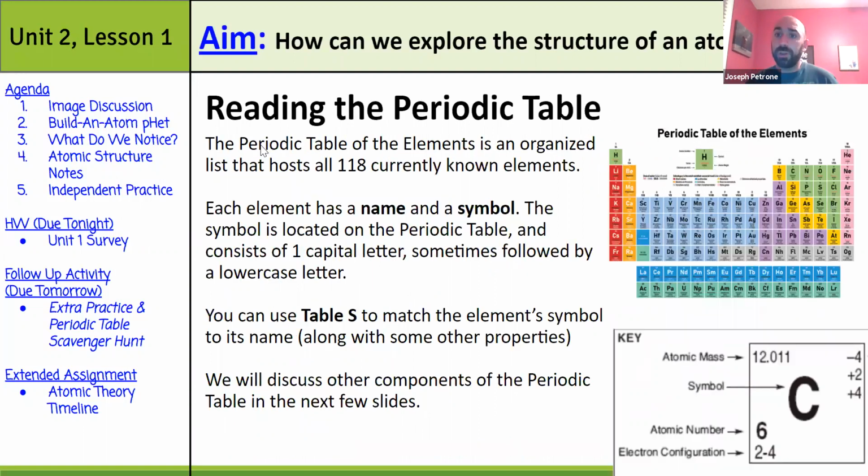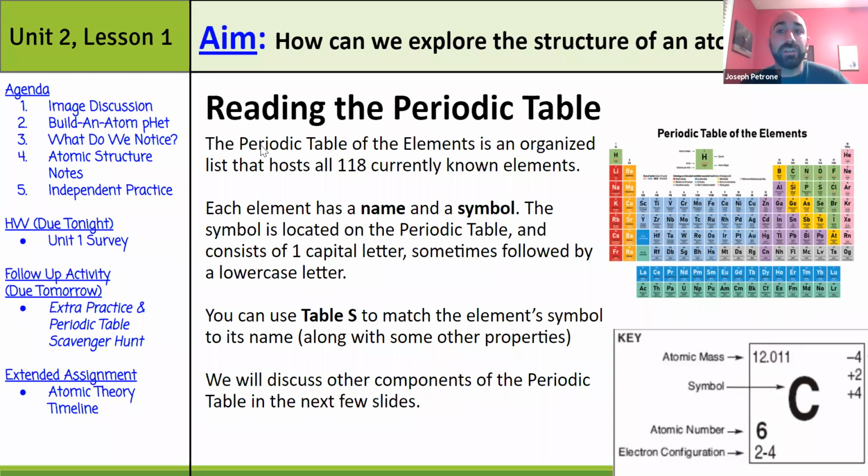Now, we're going to also take a look at the periodic table. So the periodic table, what it is, and honestly, this is a lot of notes. So once again, you don't have to write down every single thing there. Summarize it, write down whatever you need to. So the periodic table is an organized table that hosts all 118 currently known elements. So literally, if you counted every little box here, you would have 118 boxes.